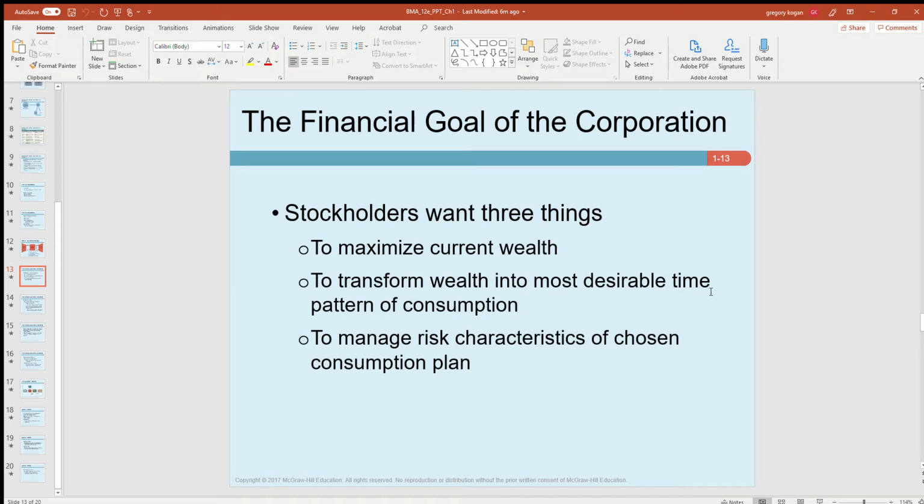So continuing with what is the goal, the financial goal of the corporation, essentially the stockholder wants several things. It wants to maximize current wealth, transform wealth into the most desirable time pattern of consumption, and manage risk characteristics of chosen consumption plans. So basically, what does the stockholder want? Basically, to maximize wealth and also protect it.